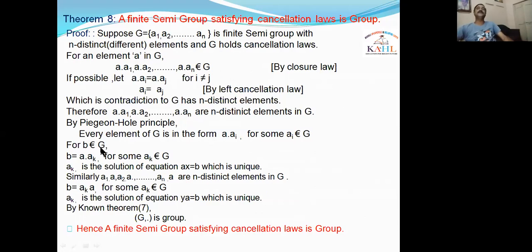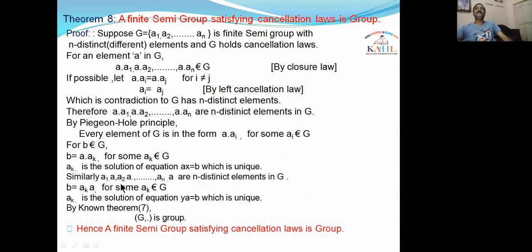For some b belonging to G, because b is in G, we know that all the elements in G are in the form a-suffix-something. Similarly, b is some ak, for some ak belonging to G. Is it right? This looks like ax = b, where x is replaced with ak. Is it right? ax = b, that means ak is the solution of the equation ax = b, which is unique. We know that from the previous theorem.